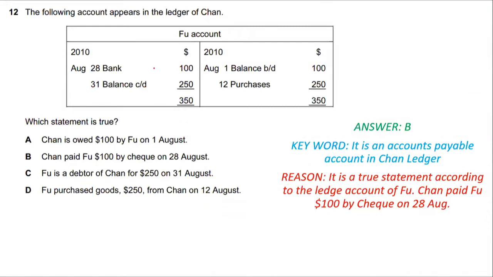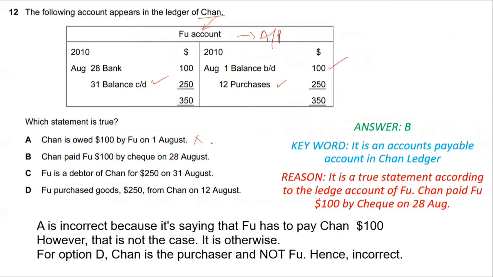Multiple choice 12. The following account appears in the ledger of Chen. So there's this party Chen, and it has Fu's account, and it clearly tells you that this is an accounts payable. Why is it an accounts payable? Because it has an opening balance on the credit side, a closing balance on the credit side, and it talks about purchases. Which statement is true? We will go through each statement and determine whether it's true as per the presented information. No, this statement isn't correct because this sounds like it's Fu. So that's incorrect. Fu has to pay Chen $100 at the beginning.